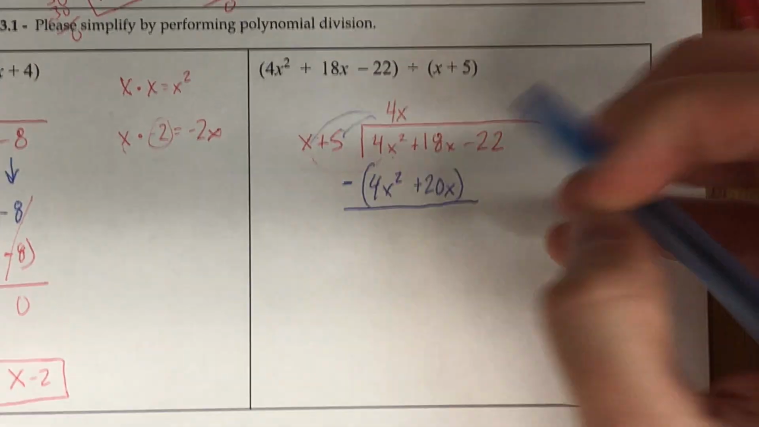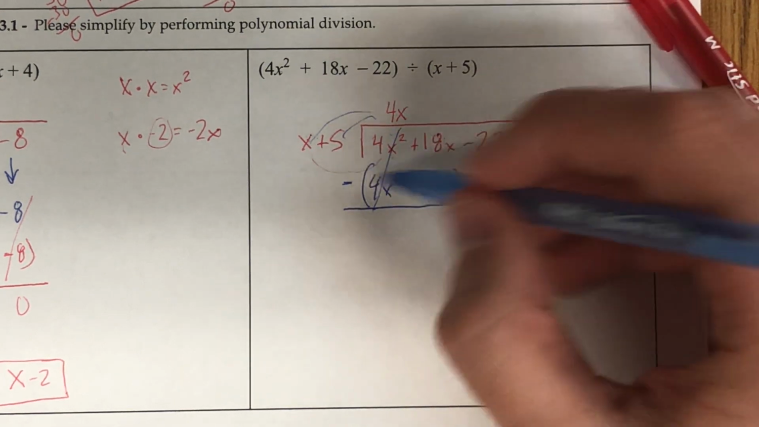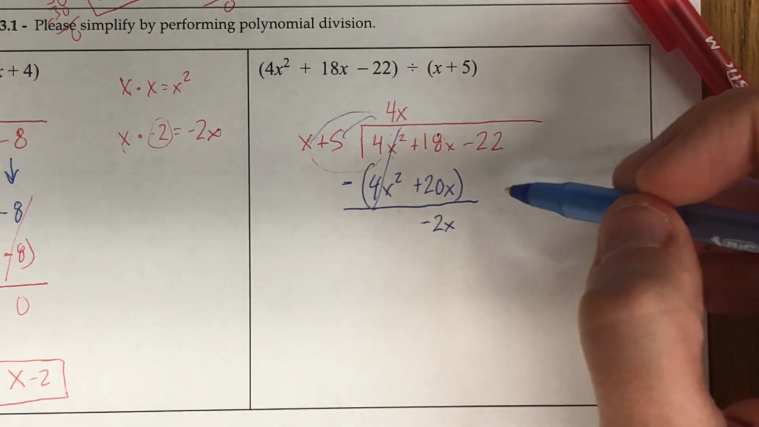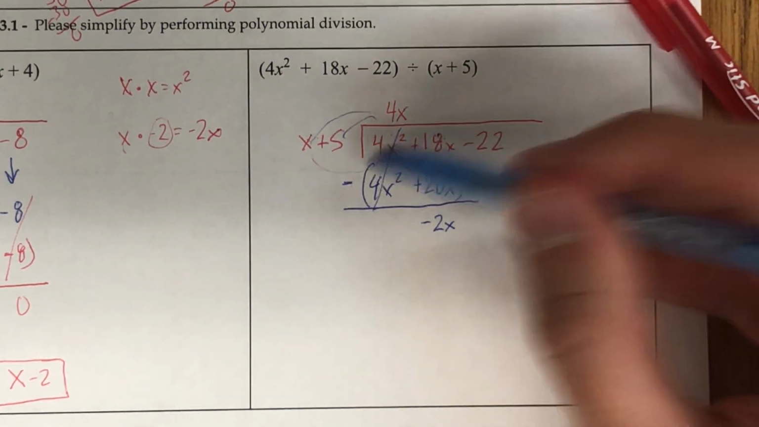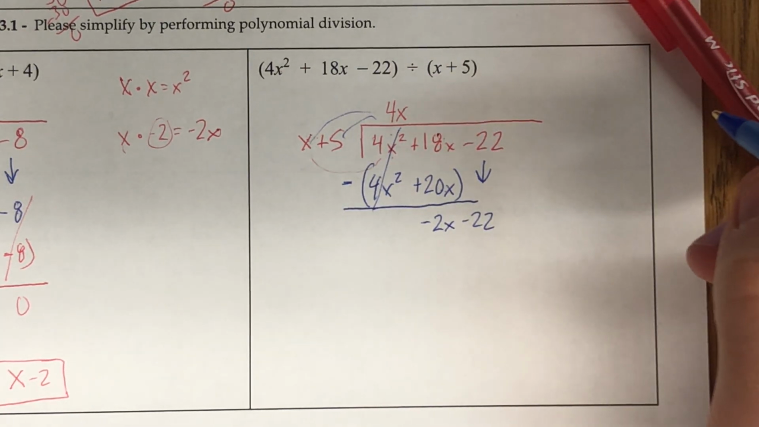And then I subtract. 4x squared minus 4x squared cancels. 18x minus 20x is negative 2x. Notice how I'm putting this in parentheses. It helps me remember that the second term has to get subtracted as well. Then I bring down the next term, and I repeat the process.